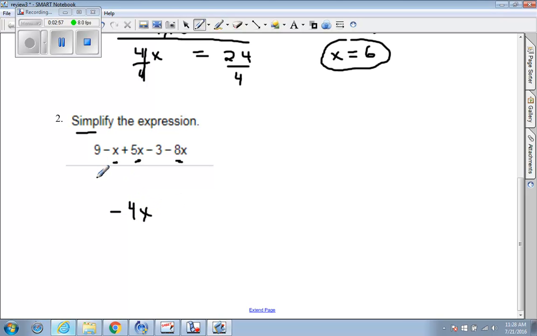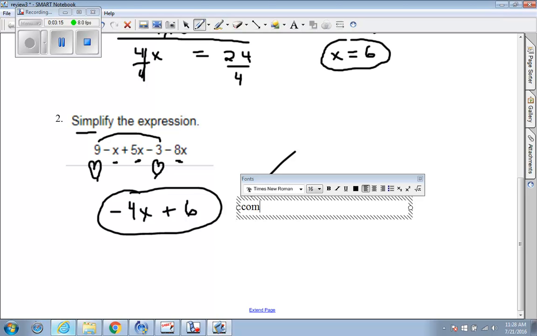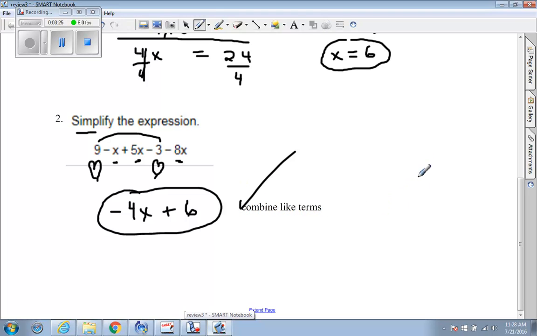And then I'm going to put a heart under the 9 and a heart under the minus 3. Those 2 are like terms. You're just going to combine them in your head. So 9 minus 3 is 6. When you arrive here, that's it. You stop. So note to self, just combine like terms. Okay? Now let's go ahead and head to the next slide.